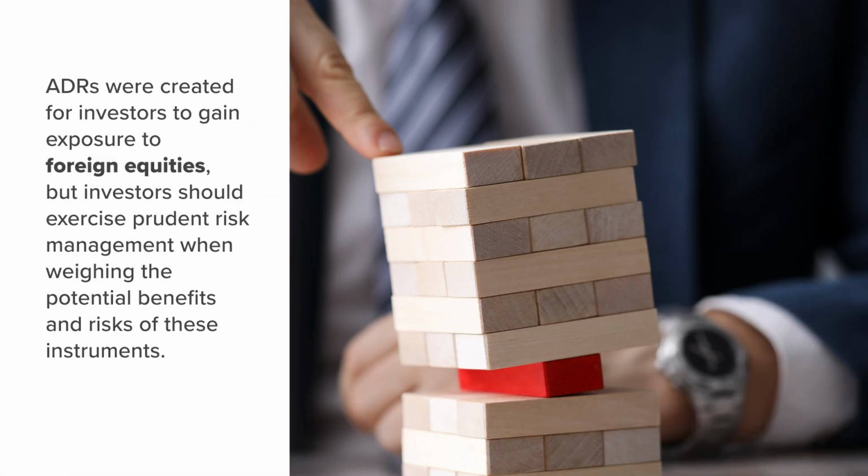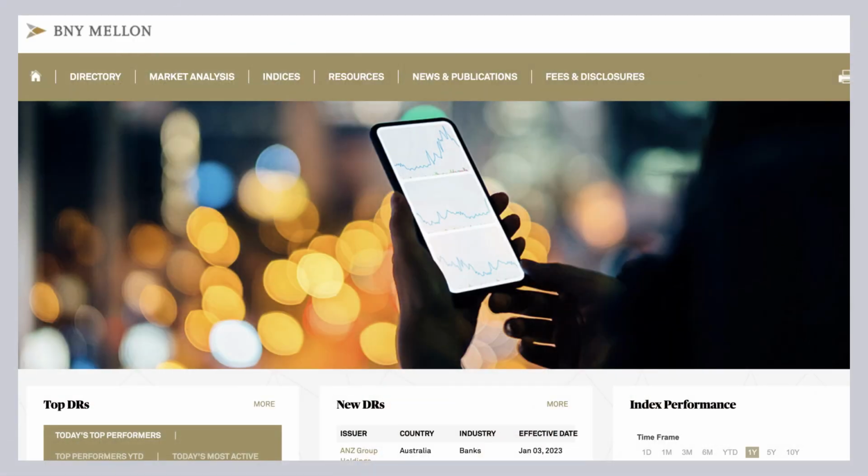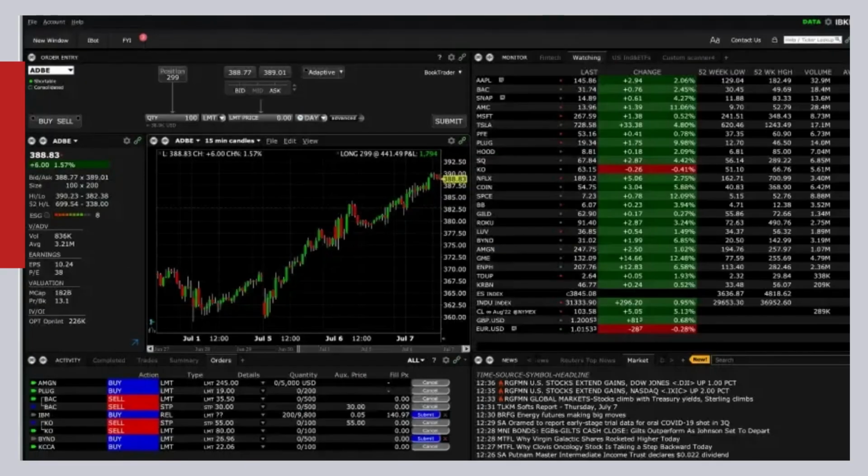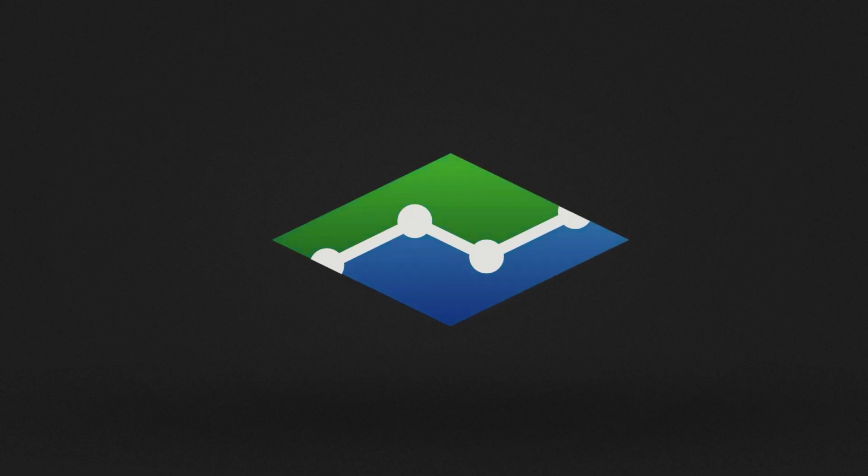In general, ADRs were created to make it easier for investors to gain exposure to foreign equities. But investors should exercise prudent risk management when weighing the potential benefits and risks of these instruments. In the meantime, lists of available ADRs may be found on BNY Mellon or JP Morgan's websites. You can have a look there and use the IBKR Trader Workstation to conduct your analysis and make your trading decisions.